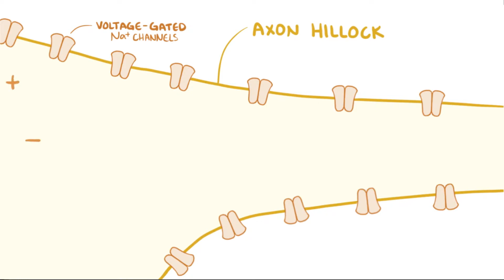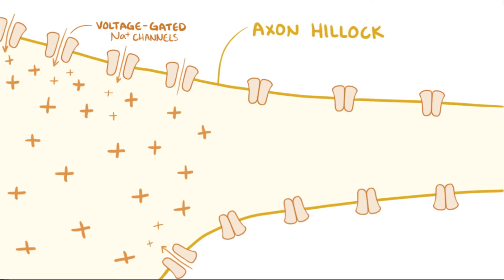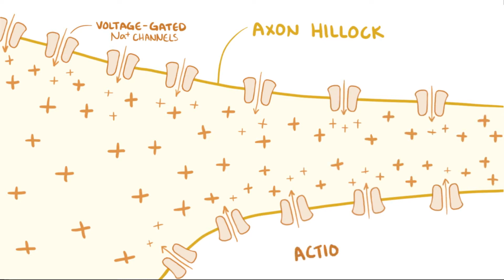These voltage-gated channels open in response to a change in voltage, and when these open, sodium rushes into the cell. The influx of sodium ions and the resulting change in membrane potential causes nearby voltage-gated sodium channels to open as well, setting off this chain reaction that continues down the entire length of the axon, which ends up being our action potential. And when this happens, we say that the neuron has fired.